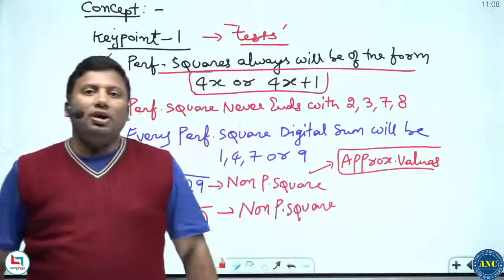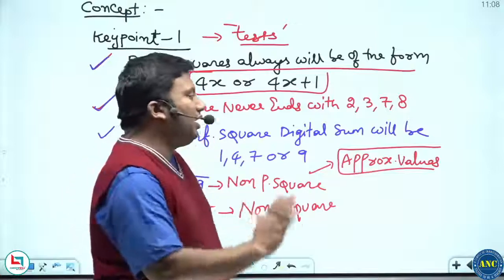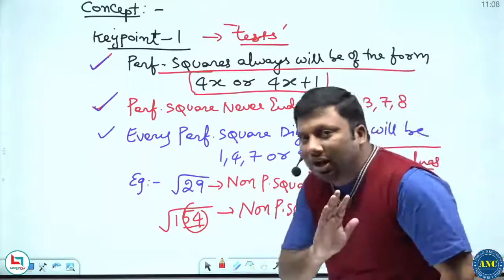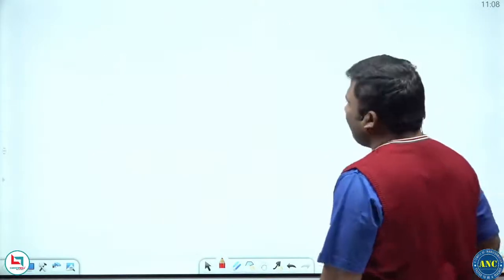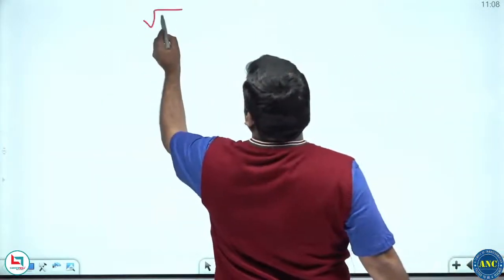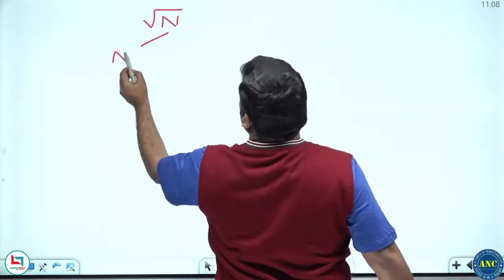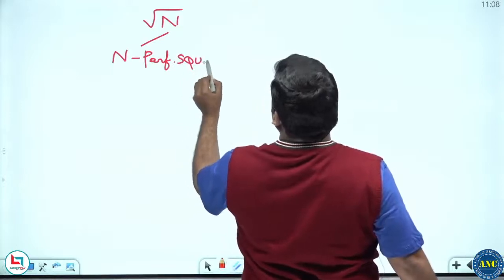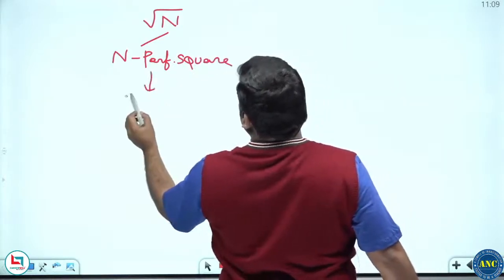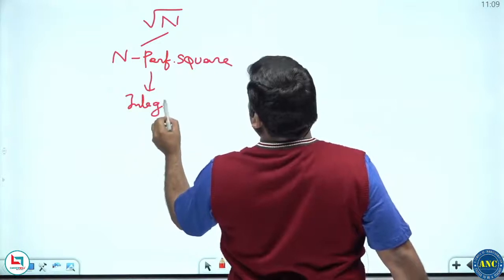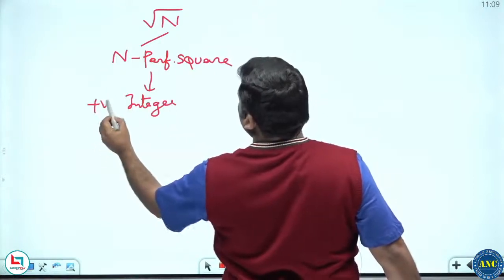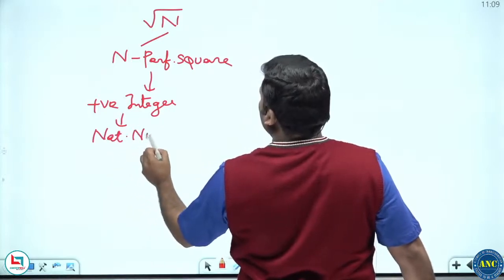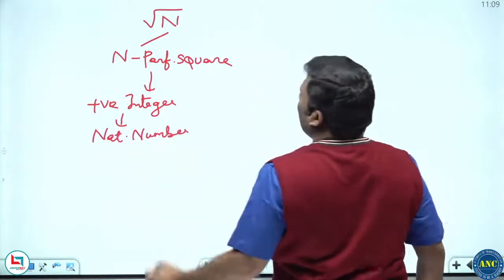First point, write down in your notebook. These are some important key points. At the end of the class, you will not get a single doubt. That means if root n is an integer, n is a perfect square. I will get a positive integer, which is nothing but a natural number. Square root of a perfect square is always a natural number.